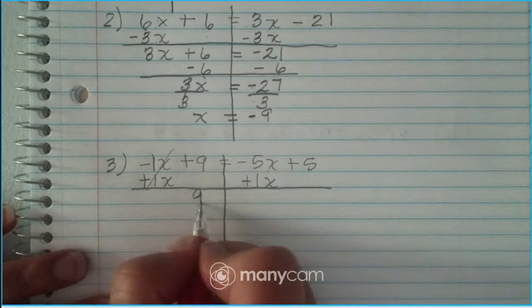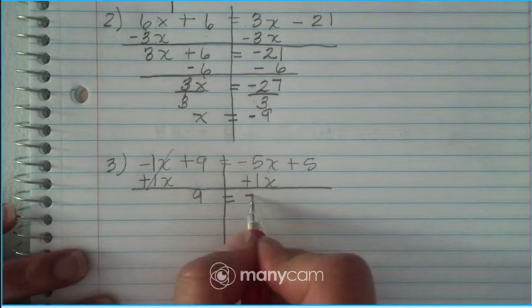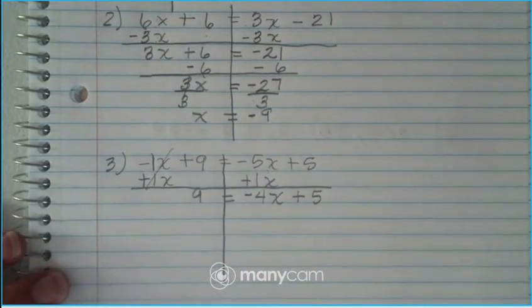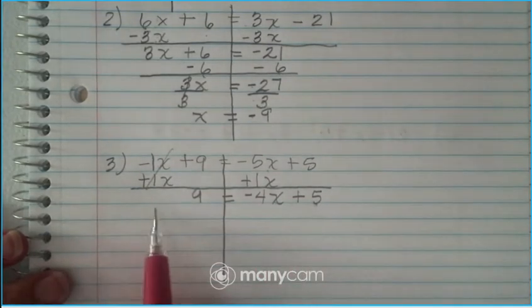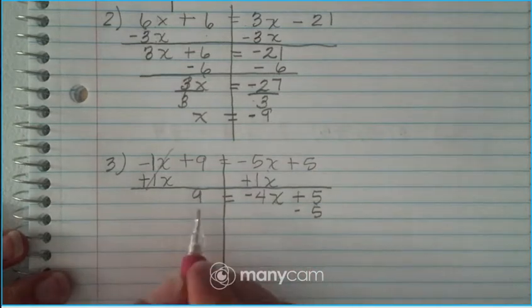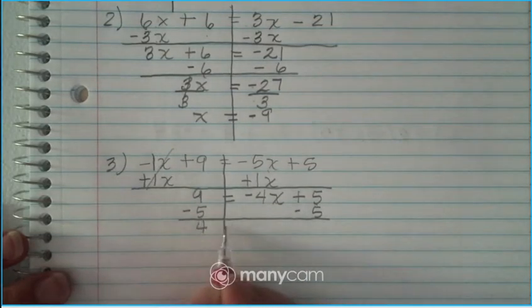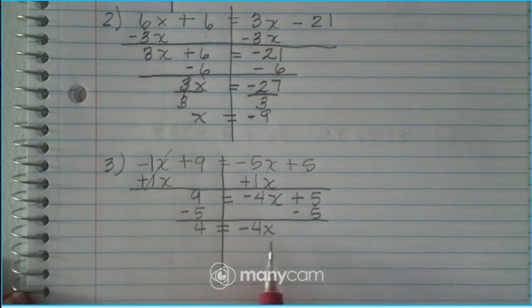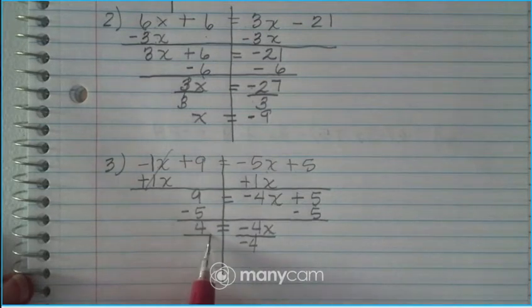So that cancels. I'm left with 9 equals. Now if I have a negative 5 and a positive 1, that's a negative 4x plus 5. Now, I need to leave my variable alone. I need to get this 5 away from that. So negative 5 will cancel. That leaves me with 4 on this side, equaling negative 4x on this side. So I've multiplied again, so I'm going to divide to eliminate that negative 4.